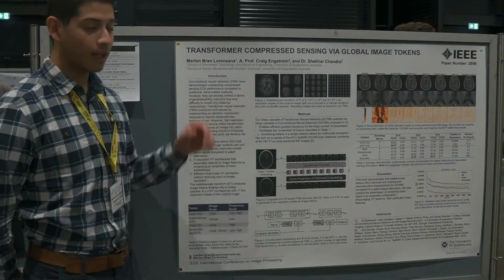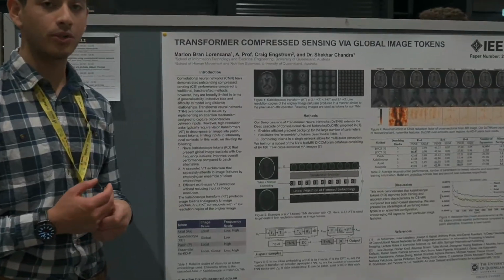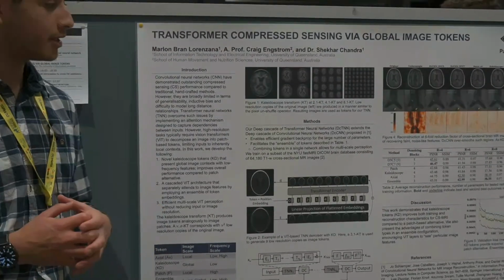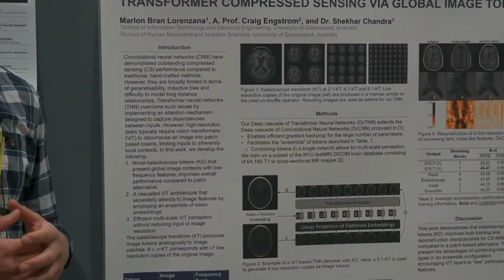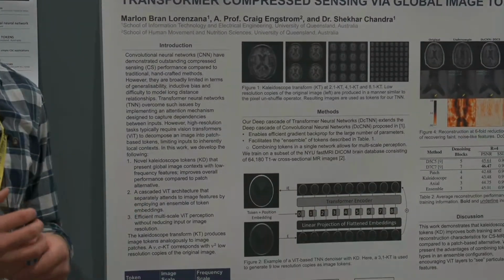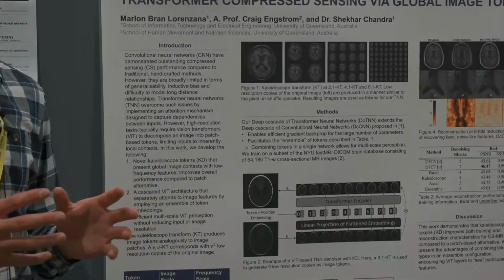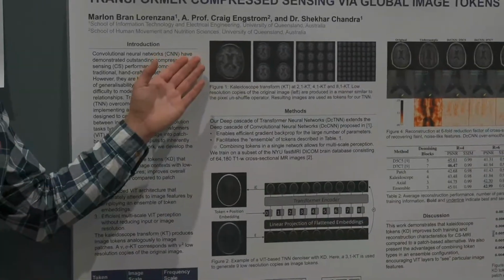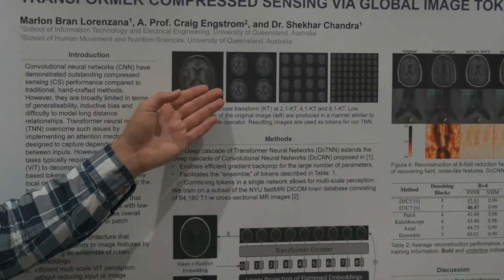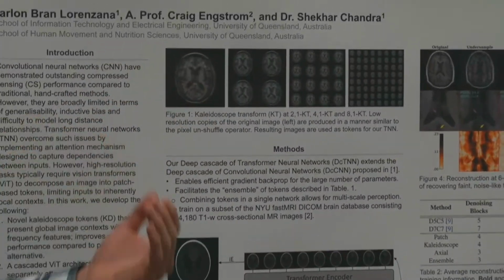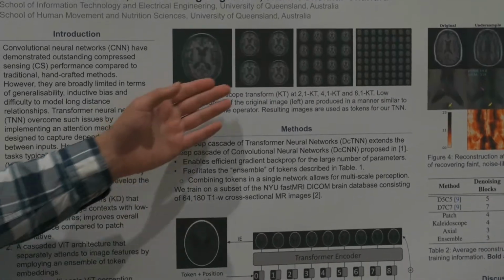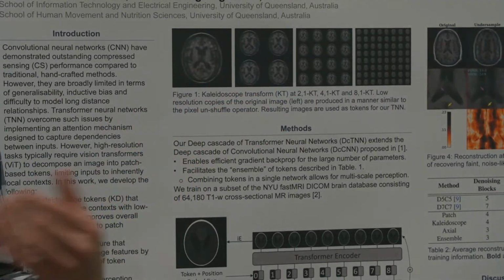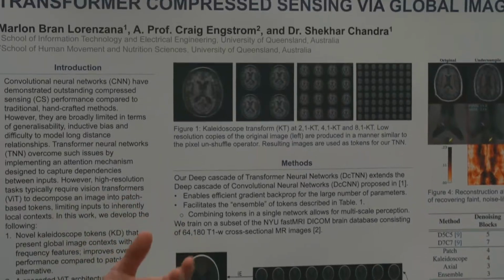So the kaleidoscope transform is similar to something called the pixel unshuffle operator, which has been used since about 2016 for super resolution networks, at least primarily. We use that transform to generate tokens. So the idea is that you have one high resolution image. A twofold undersampling will create 4 copies of the original image. 4-fold undersampling creates 16 copies of the original image, and so on.